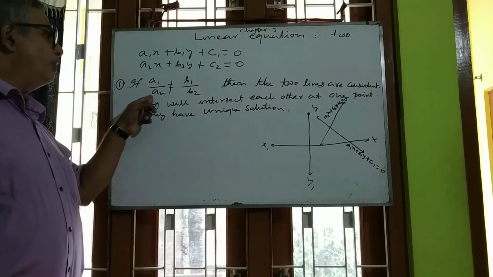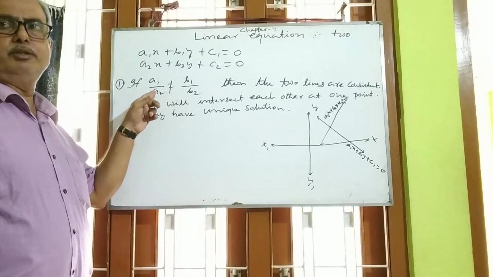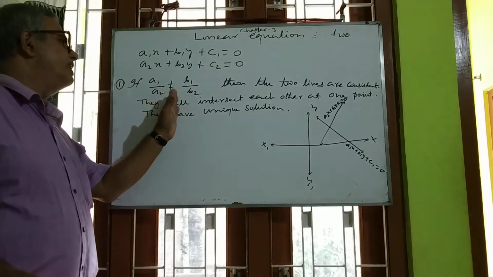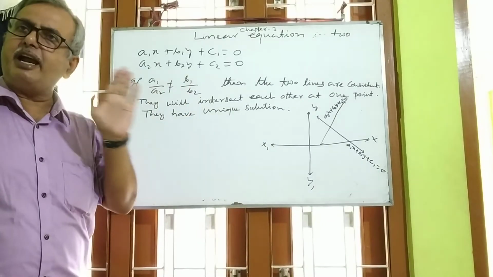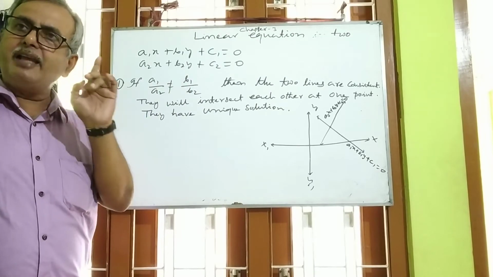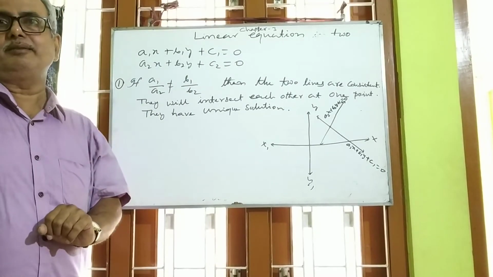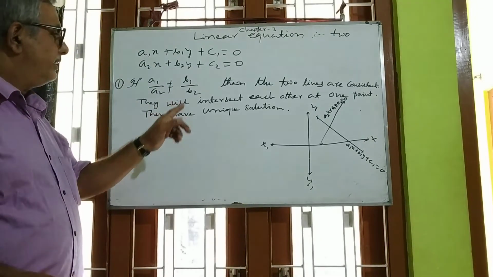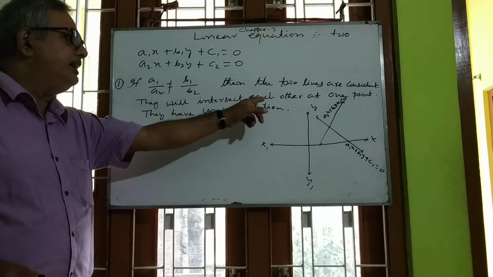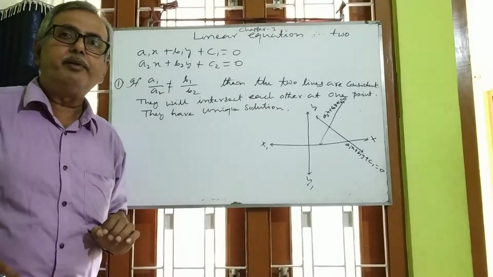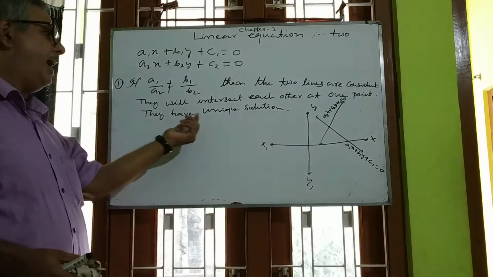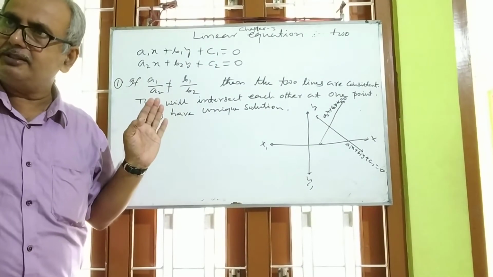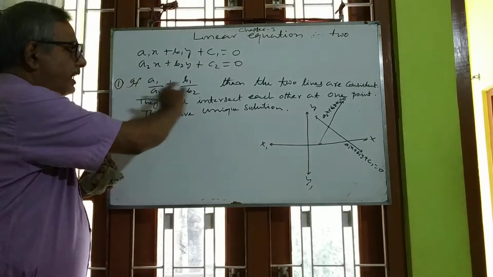From this, what knowledge do you gain? You see, whenever you are getting a1 by a2 not equal to b1 by b2, that means lines are consistent. Consistent means they will meet each other. They will intersect each other at one point. One point means they have a unique solution. Condition 1 finished.